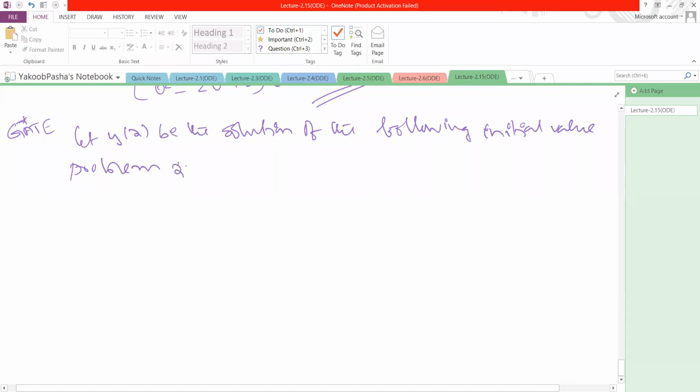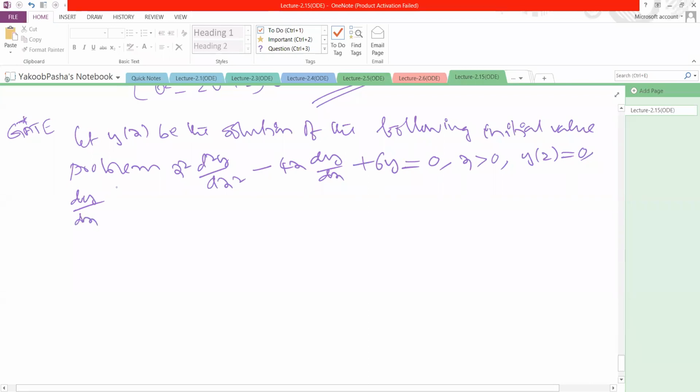x square d square y by dx square minus 4x dy by dx plus 6y is equal to 0. Once again, x square d square y by dx square minus 4x dy by dx plus 6y is equal to 0, x is greater than 0, y of 2 is equal to 0, and dy by dx of 2 is equal to 4.